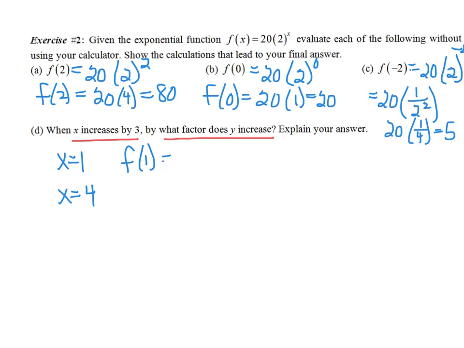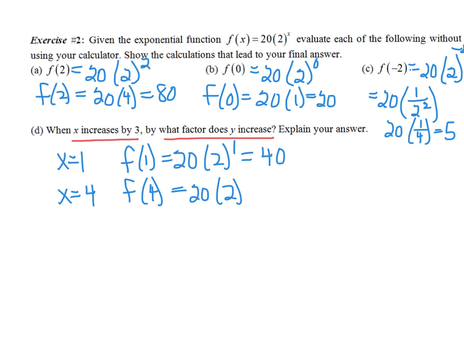So f of 1 would be equal to 20 times 2 to the 1st. 2 to the 1st is 2. Multiply by 20, and that gives us 40. Now I'm going to do f of 4, so 20 times 2 to the 4th power. Again, let's do our exponent first, so 20 multiplied by 2 times 2 times 2 times 2, which is 16. So that gives me an answer of 320.